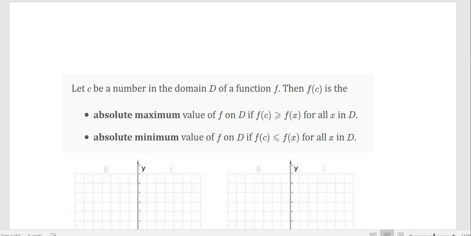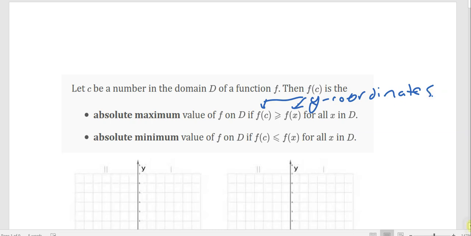So, an absolute maximum, by definition: the absolute maximum value of f on some domain D occurs when the value of the function at a particular spot is bigger than the value of the function at any other spot. Okay? So keep in mind f of x, these things are y coordinates, right? Look at my awesome writing. So those are y coordinates.